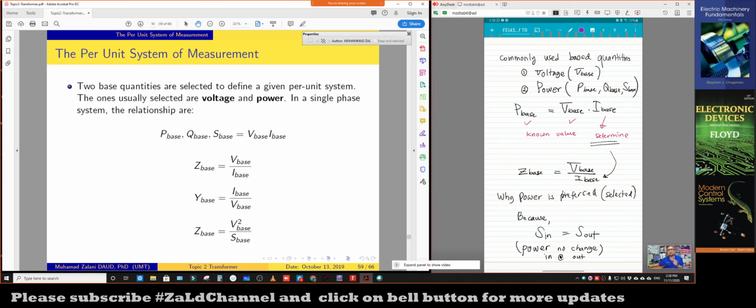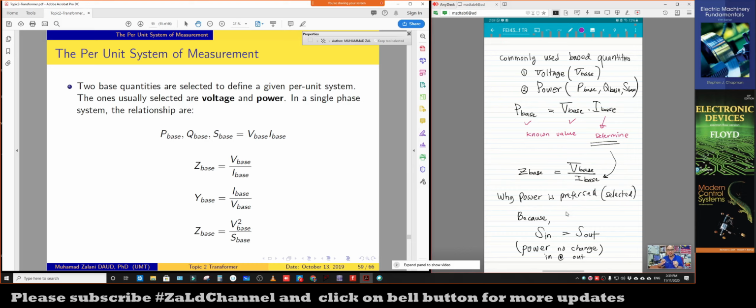Why is power so preferred in this? Why do we choose power as the preferred quantity as base unit? Because for the transformer, as we proved earlier in our lecture related to topic 2, which is related to the transformer, the power of the transformer at the primary side and the secondary side is actually the same. Okay, so power doesn't change.